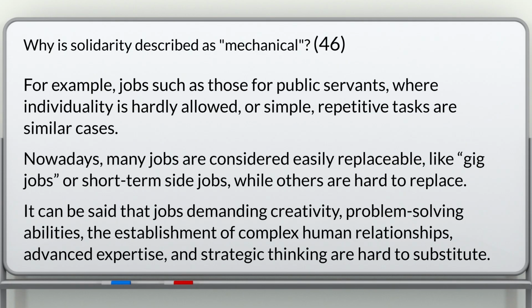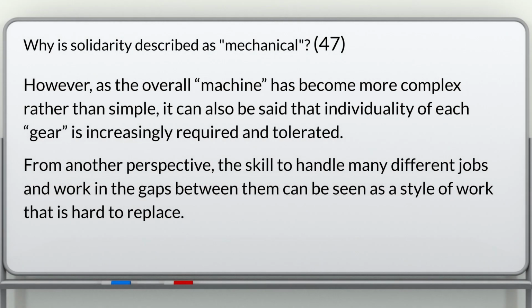For example, jobs such as those for public servants, where individuality is hardly allowed, or simple, repetitive tasks are similar cases. Nowadays, many jobs are considered easily replaceable, like gig jobs or short-term side jobs, while others are hard to replace. It can be said that jobs demanding creativity, problem-solving abilities, the establishment of complex human relationships, advanced expertise, and strategic thinking are hard to substitute. However, as the overall machine has become more complex rather than simple, it can also be said that individuality of each gear is increasingly required and tolerated. From another perspective, the skill to handle many different jobs and work in the gaps between them can be seen as a style of work that is hard to replace.